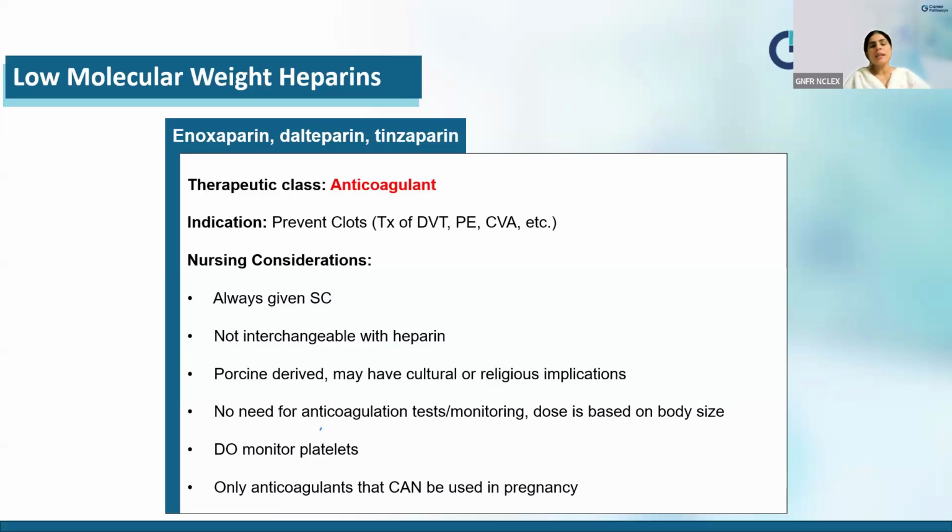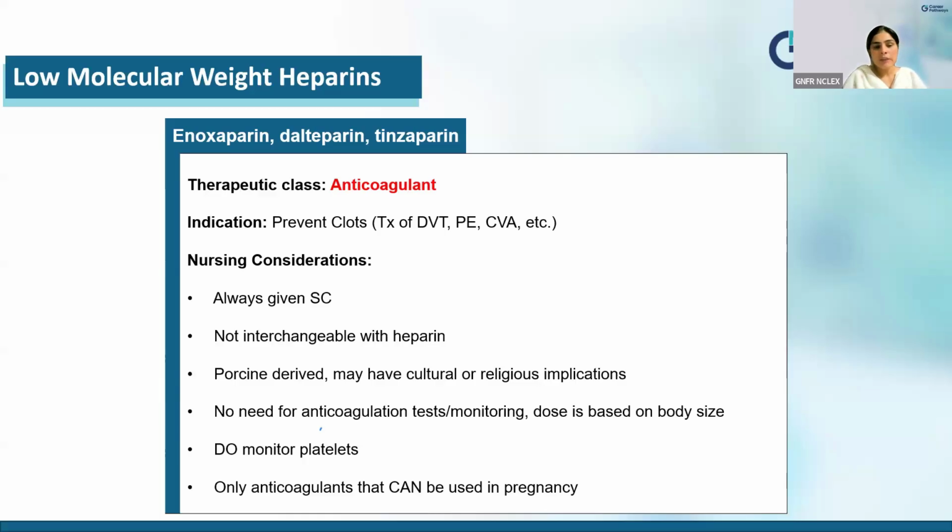Right? Therapeutic class: anticoagulants. Indications are to prevent clot formation, and in the treatment of DVT, pulmonary embolism, and cerebrovascular accidents, right? Nursing considerations: always given subcutaneously. We know that all these anticoagulants are always given subcutaneously, and they are not interchangeable with heparin. Okay.